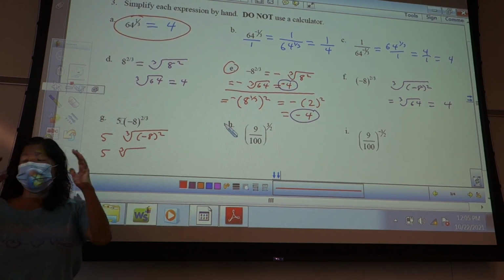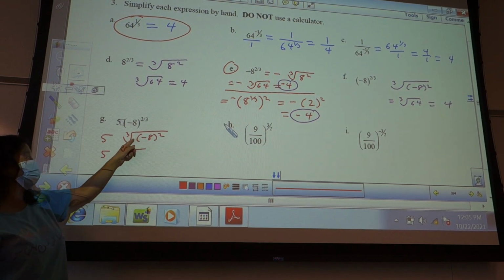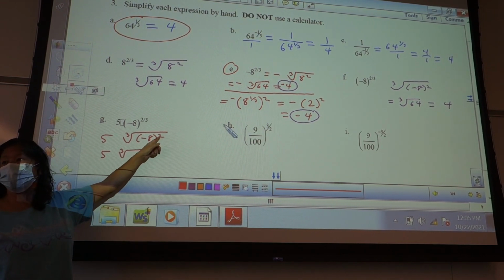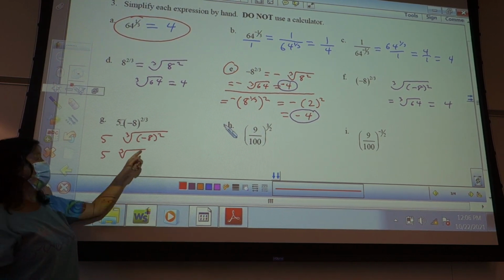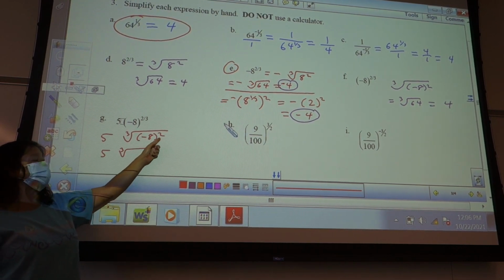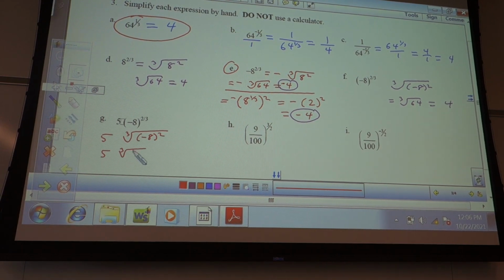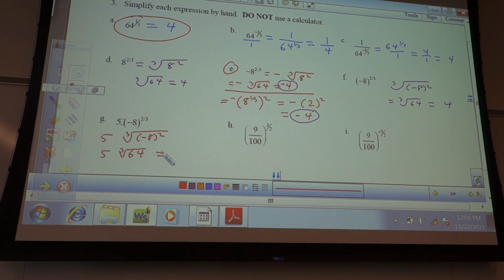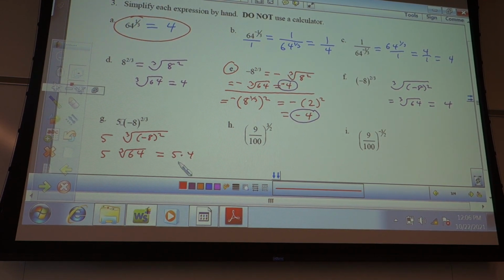You can remove parentheses when there's nothing acting on it, when there's nothing being multiplied in front or nothing being raised to the power. Those are the only times; otherwise you cannot remove them. Okay. Does that make sense? Yeah. All right, so here, what's negative 8 squared? 64. And we now all know by now that the cube root of 64 is 4, so 5 times 4, 20.